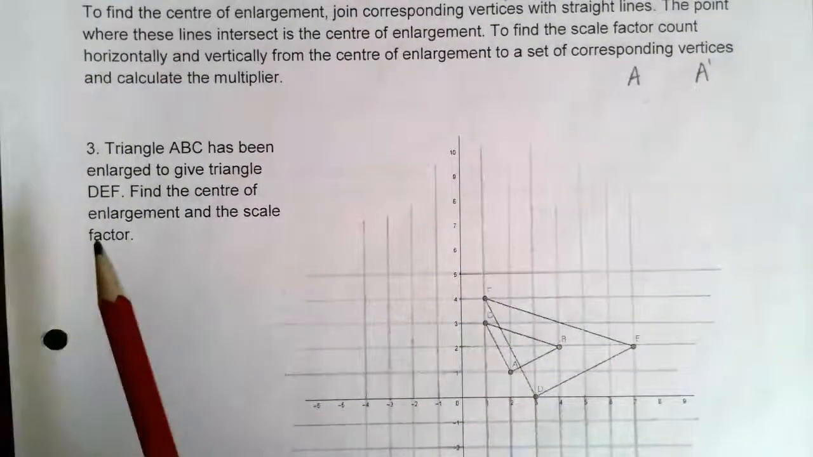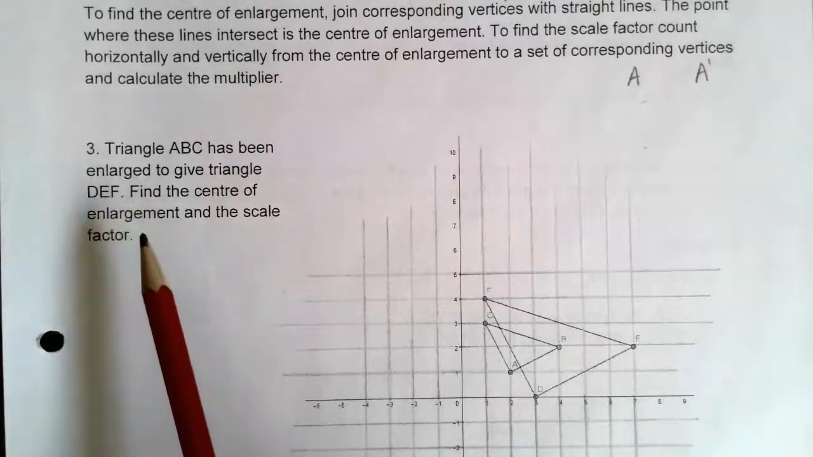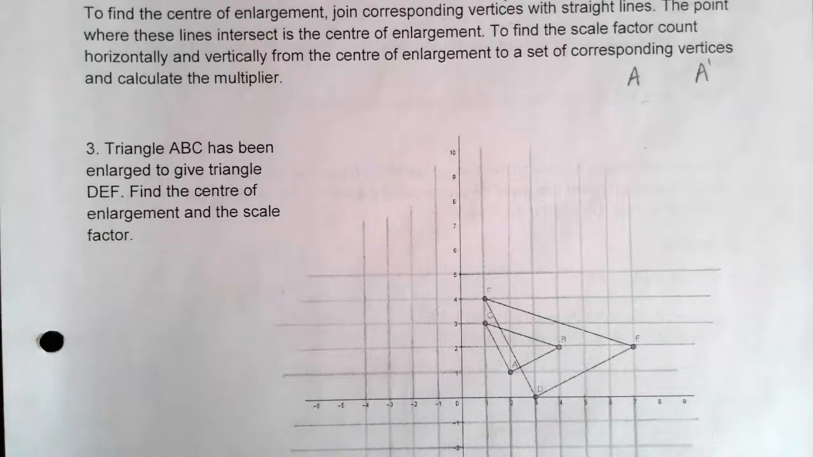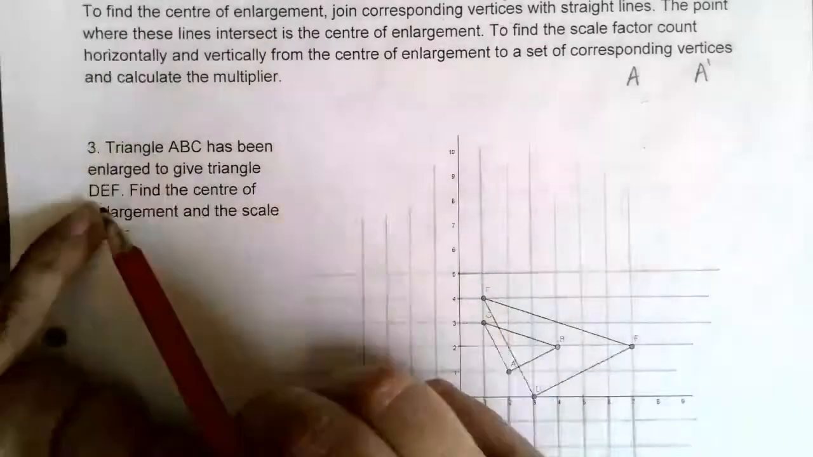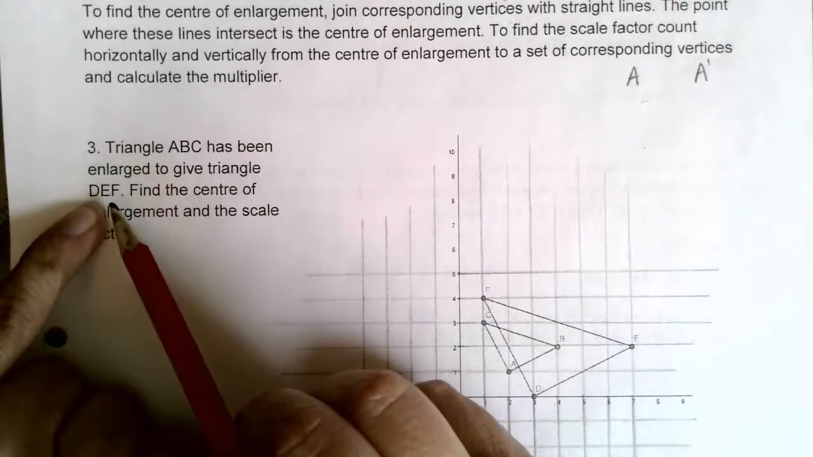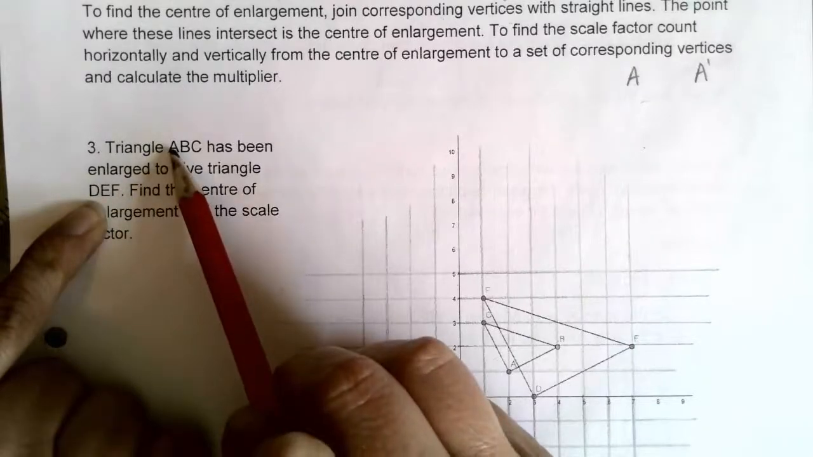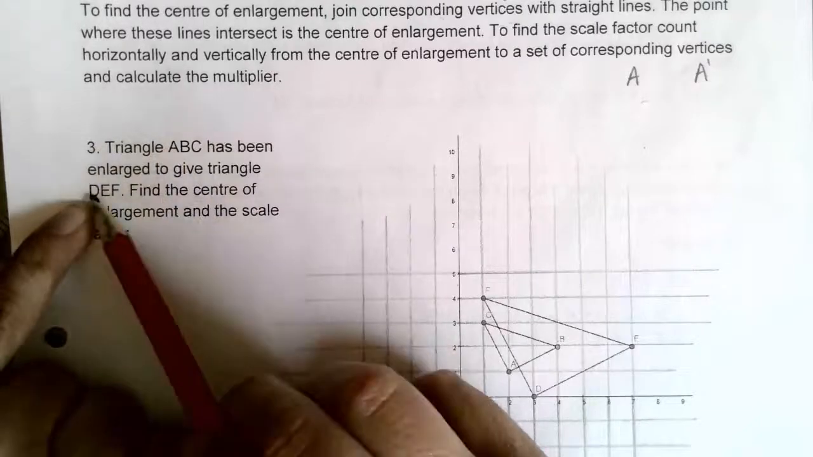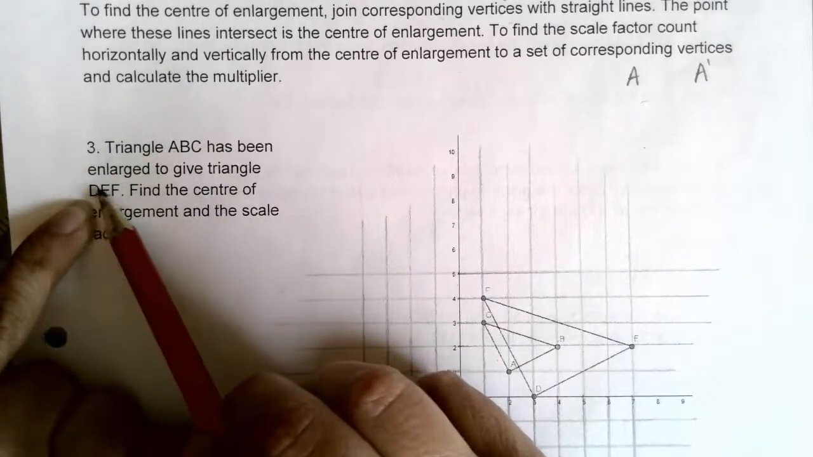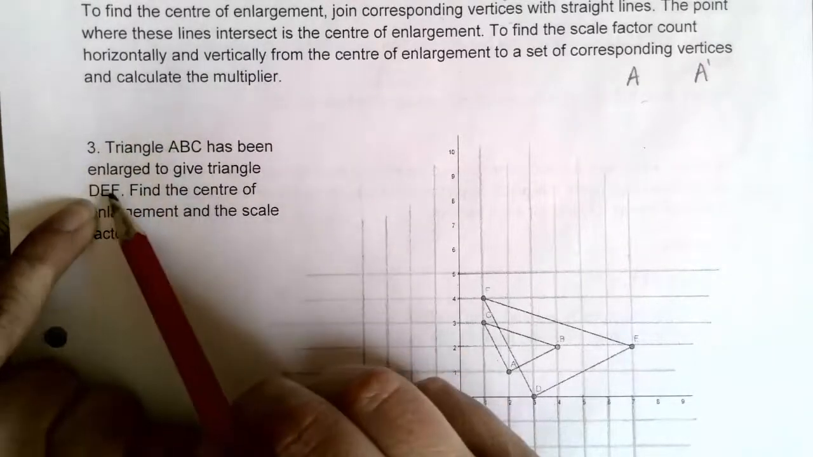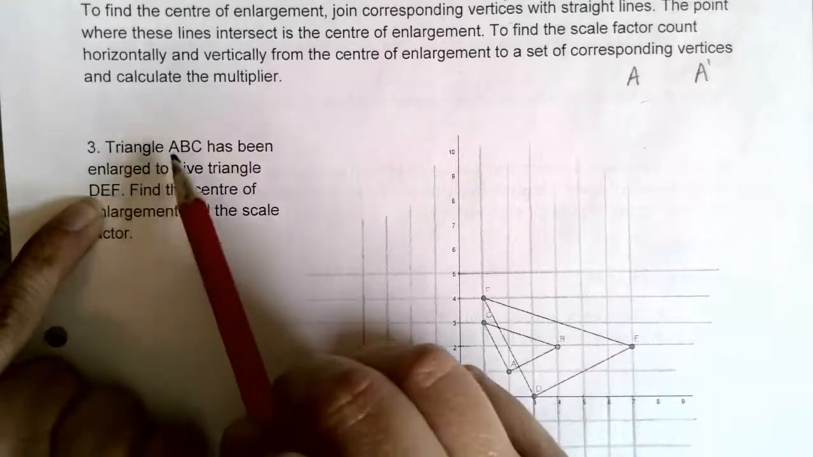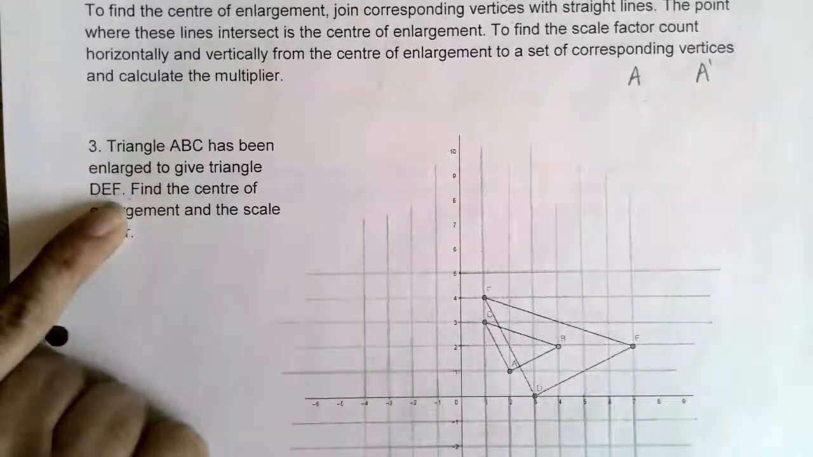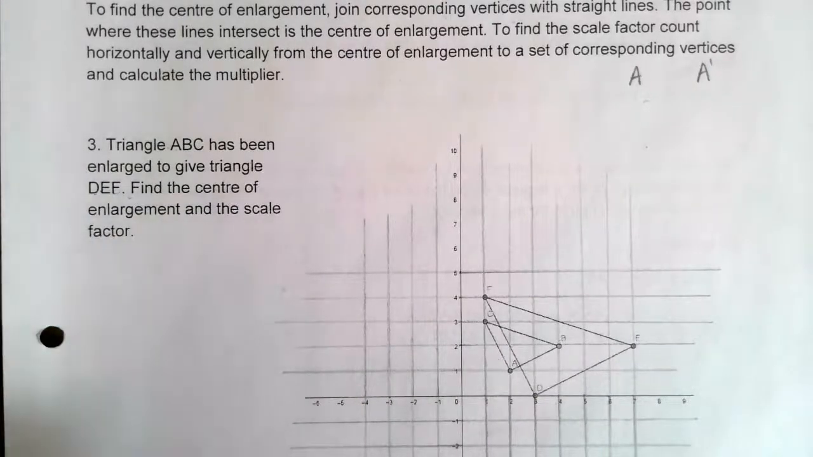So triangle ABC has been enlarged to give triangle DEF. Find the centre of enlargement and the scale factor. Now, see here, the way it says ABC is now turning into DEF. That means that the order of the letters is still the same. So A is corresponding to D. So D is the new version of A. B is corresponding to E. So E is like the new version of B. And C is corresponding to F. So F is like the new version of C. So that's the way we have to pair them up here.